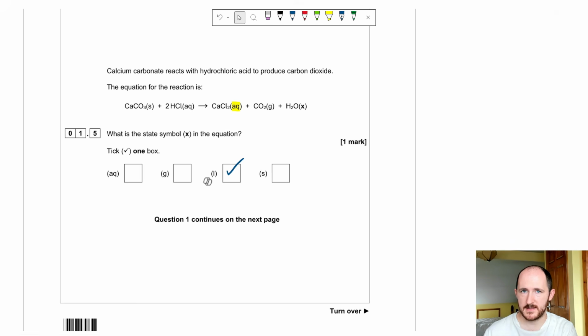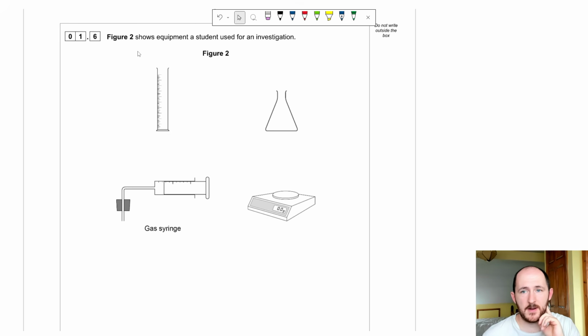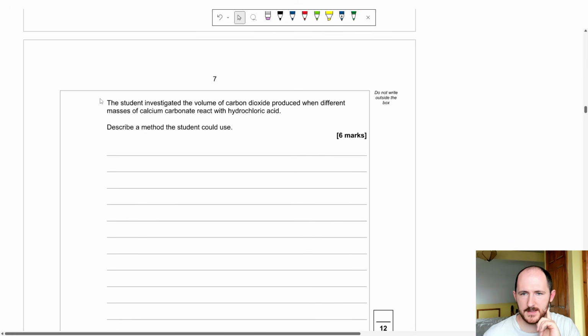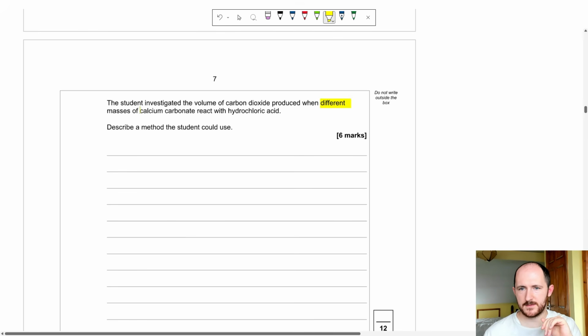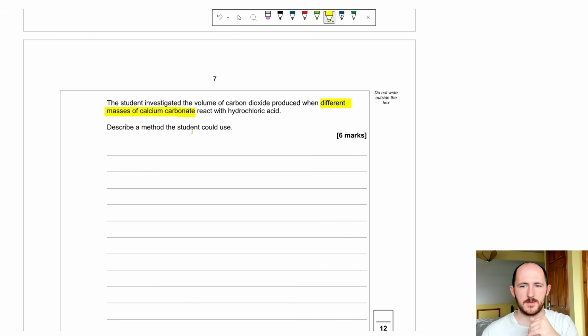So it looks like we're going to have a 6 marker in a second. There's a set of equipment used for an investigation. We have a conical flask, we have a mass balance, a gas syringe, and a measuring cylinder. And the student investigated the volume of CO2 produced when different masses of calcium carbonate react with hydrochloric acid. Describe the method. So when I'm looking at this, I need to break it down. It says different masses of calcium carbonate. So that's going to be our independent variable, right? That's what we're changing. We're going to put different amounts of calcium carbonate. And it's reacting with hydrochloric acid.